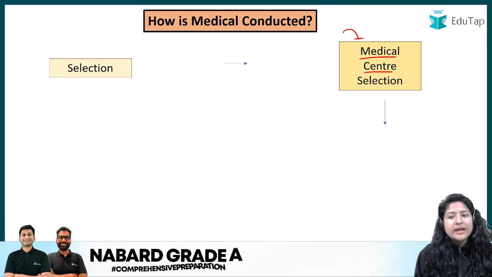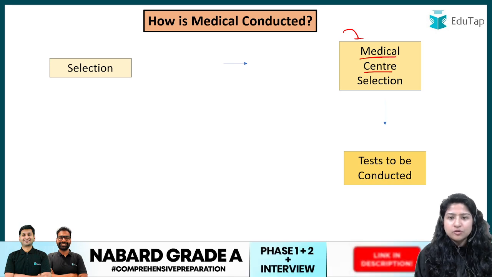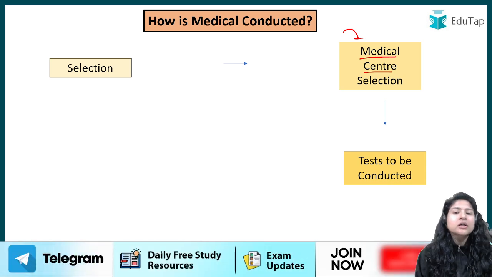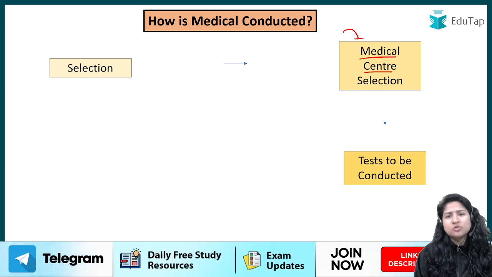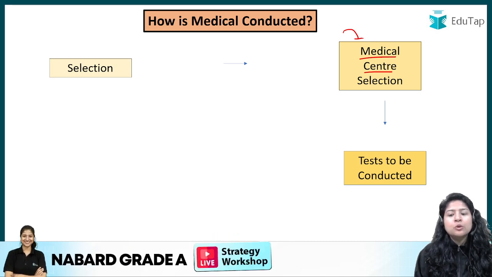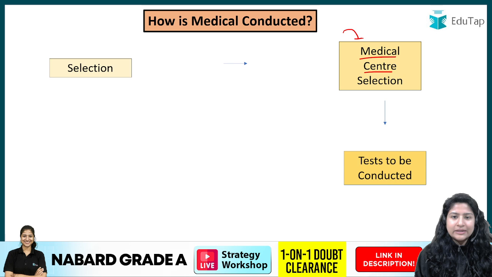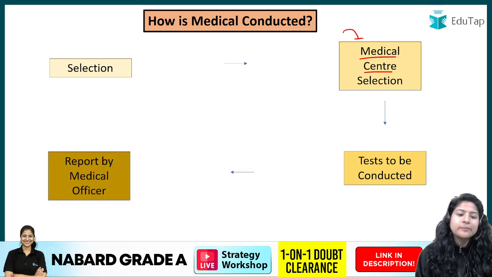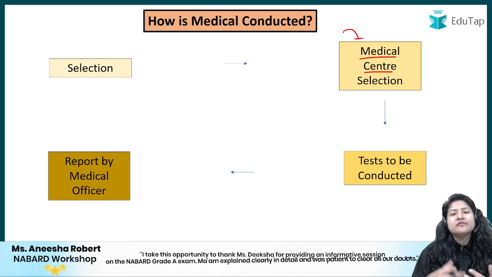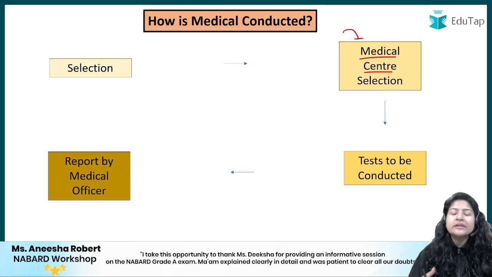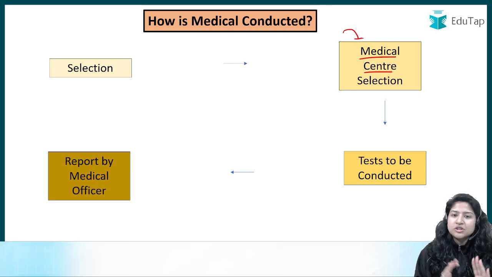Okay. So what happens? Medical center selection you have to do. Afterwards, you will be given a date, and on that date, you would have to go there. It might be a 1 day procedure or 2 days procedure, depends. Okay. So afterwards what happens? The tests are conducted. Okay. And at the end what happens? The report is made by the medical officer, and he will mention everything, like how fit or unfit you are. Okay. So this is the whole selection procedure.